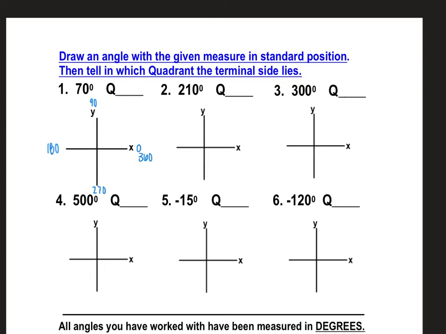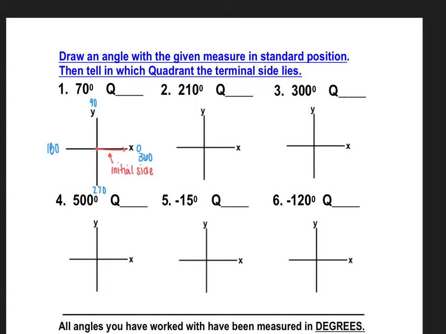So if we're trying to find, for instance, number 1 is asking us for a 70-degree angle. So we'll do this in red. Remember, my vertex is always at the origin. My initial side will always be on this positive x-axis. So this is my initial side, and it's telling me that it's a 70-degree angle. I know that if I were to go vertical right here, if I were to open this up all the way, I would be at 90 degrees. So I know it's just going to be a little bit less than that.